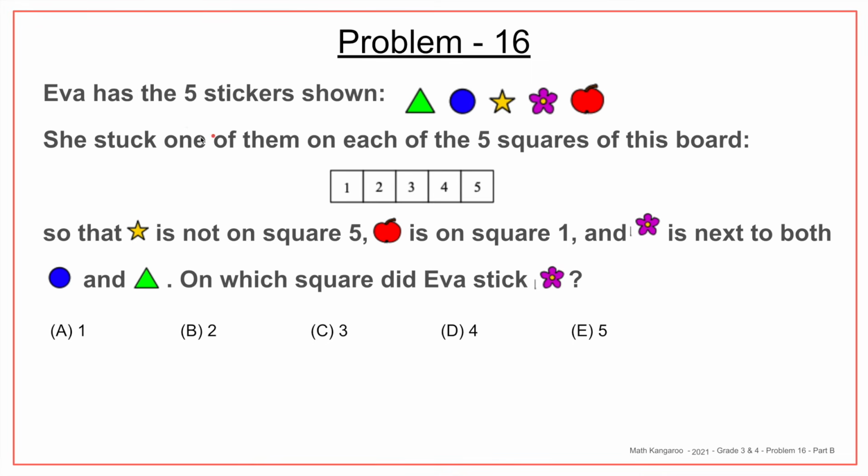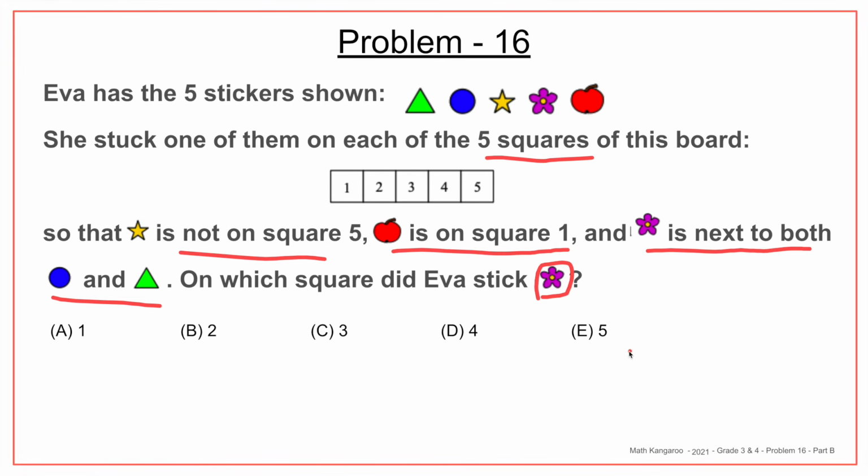Problem 16. Eva has 5 stickers shown. These are the stickers. She stuck one of them on each of the 5 squares of this board. So that star is not in square 5. Apple is on square 1 and flower is next to both circle and triangle. On which square did Eva stick flower? These are our options. Let's take a clean slate.